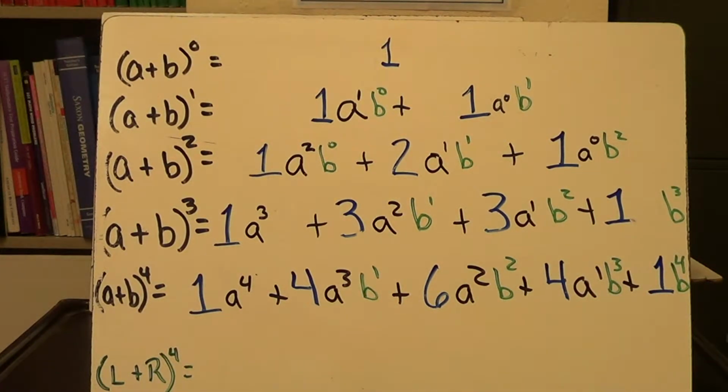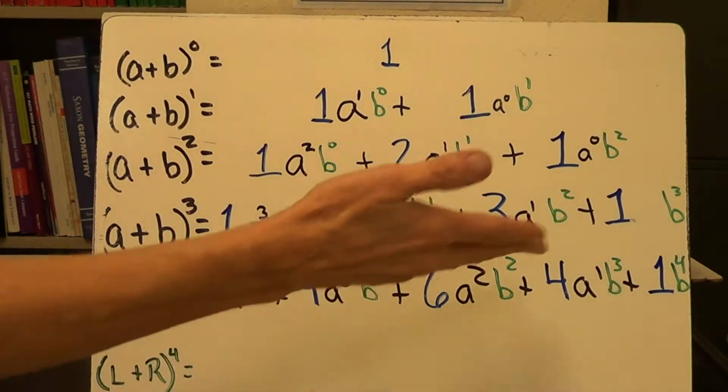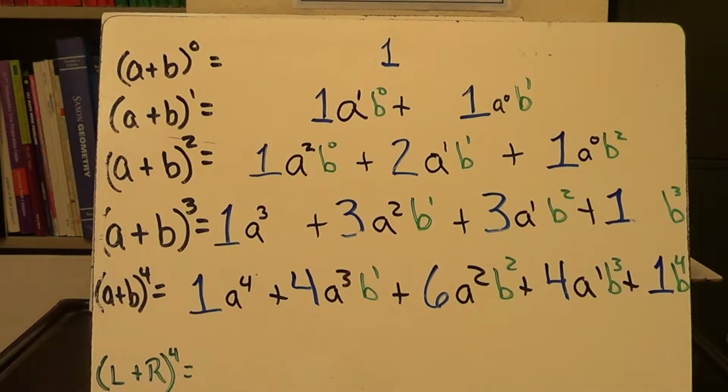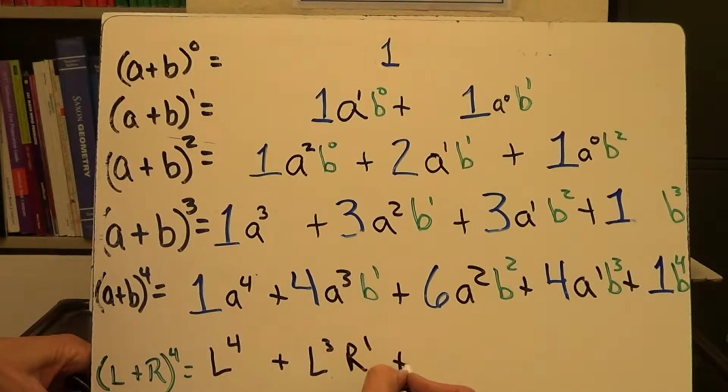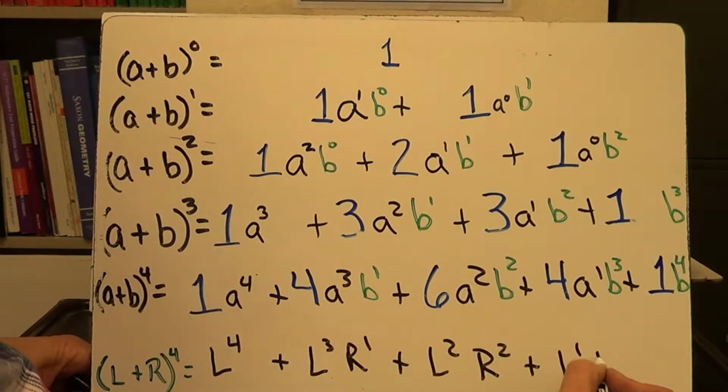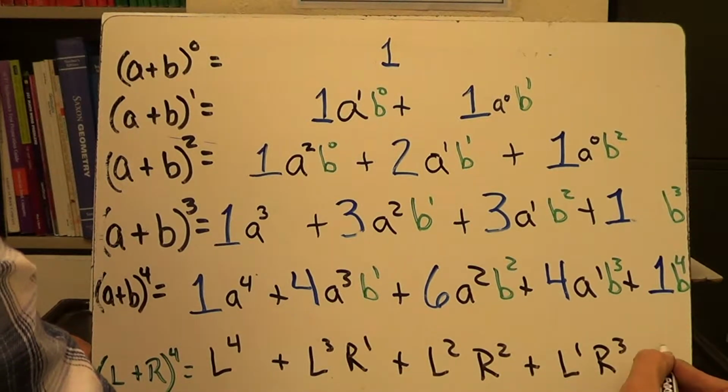Okay, there you go. Now another cool thing is if you were to wipe out the A and B there and put in L and R, you would end up with L to the 4th, L to the 3rd, R to the 1st, L to the 2nd, R to the 2nd, L to the 1st, R to the 3rd, and R to the 4th.